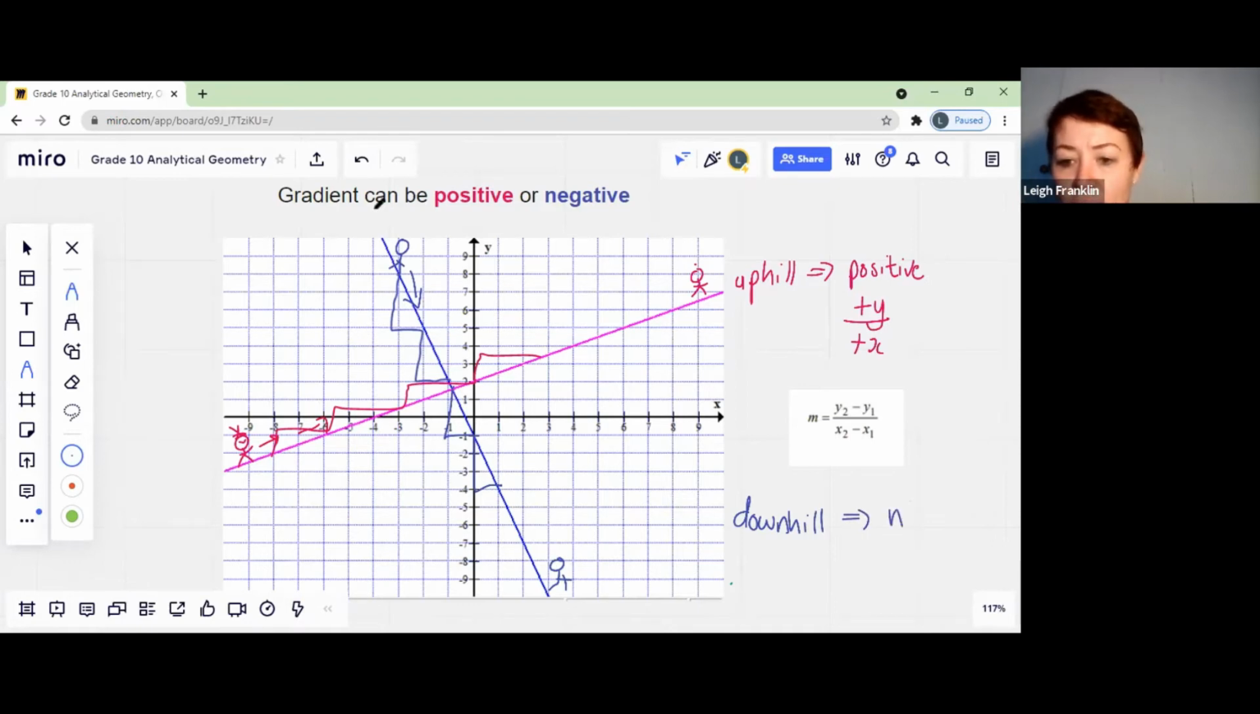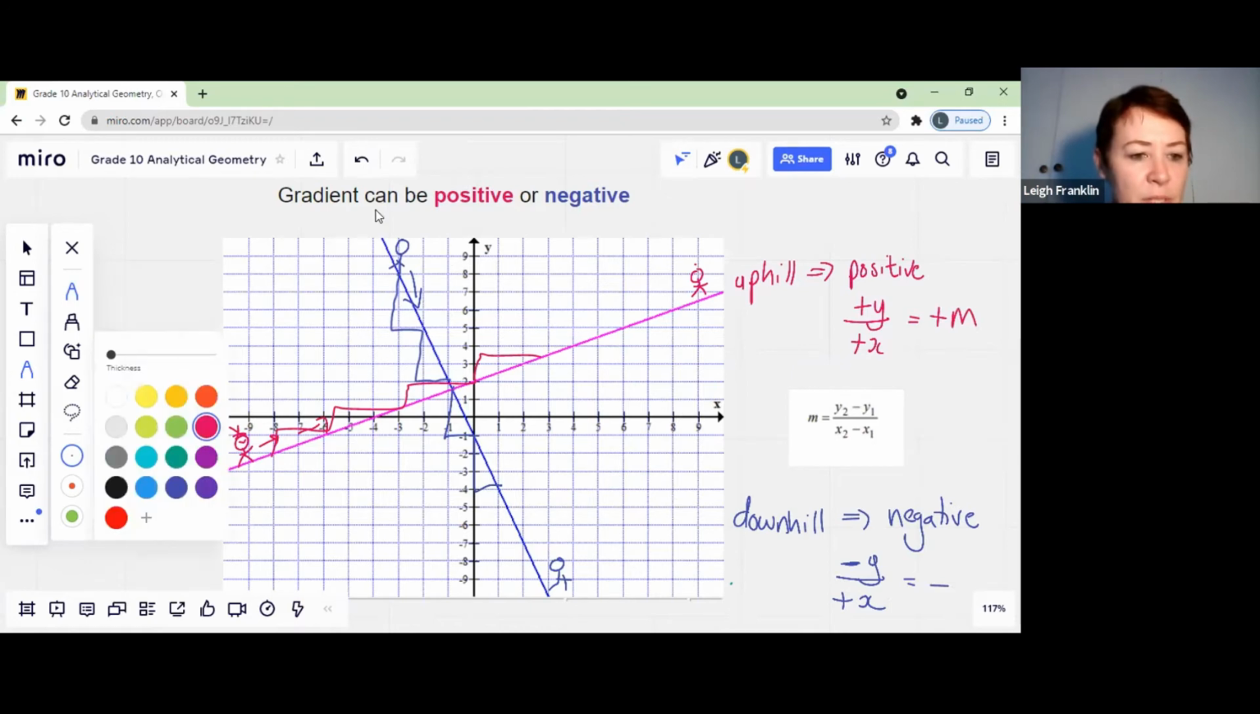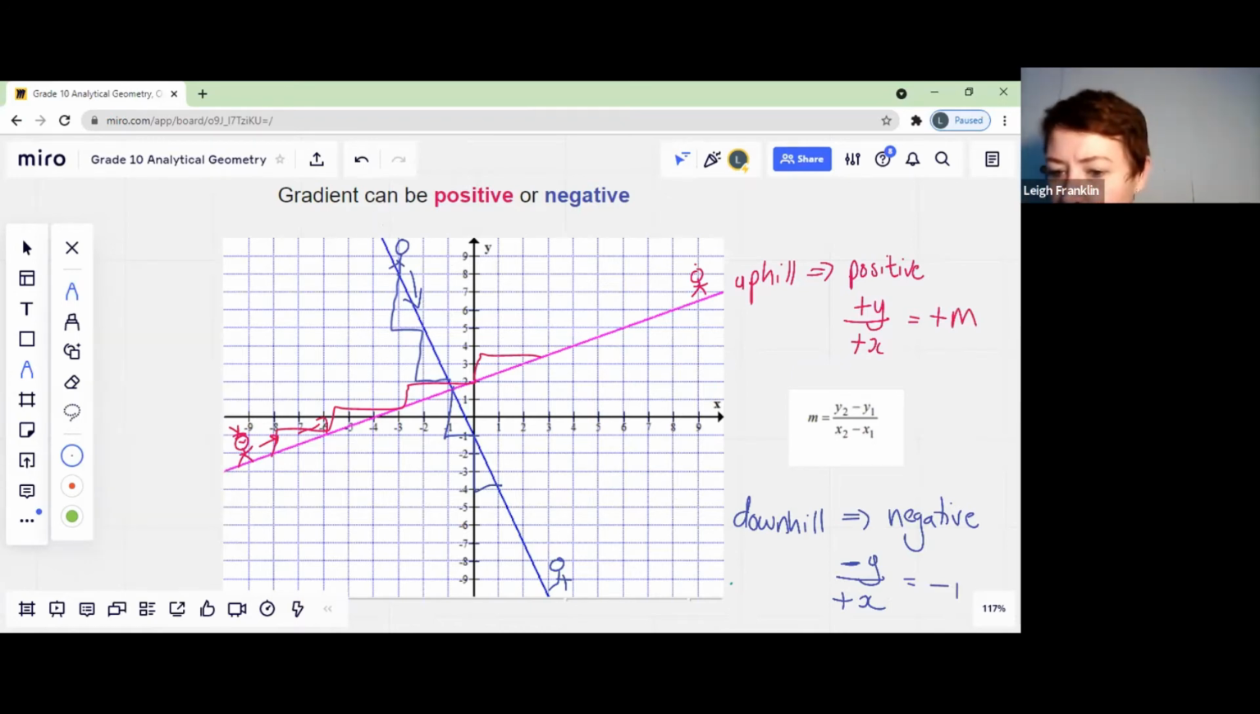that means the gradient is negative. Exactly, because y is negative, even though we're moving in a positive direction in terms of x. So we're moving down and to the right. A negative divided by a positive gives us a negative overall. A positive divided by a positive gives us a positive overall. So that's why here your gradient is positive, and here your gradient would be negative. Does that make sense to everybody?